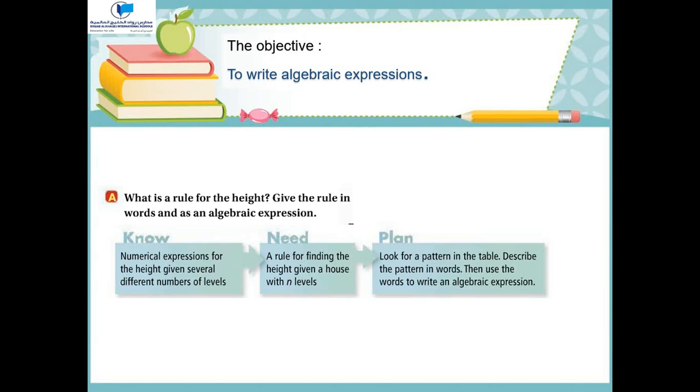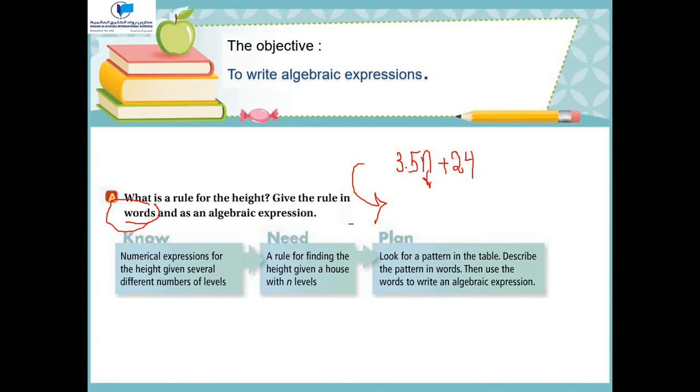So what a rule for the height, that's what I just finished. Give the rule in words and algebraic expression. So what we have written from the table, 3.5n plus 24. Now we need to write this one in words. So let's change this one in words. We can say 3.5 times, what is this n? The number of levels plus 24.